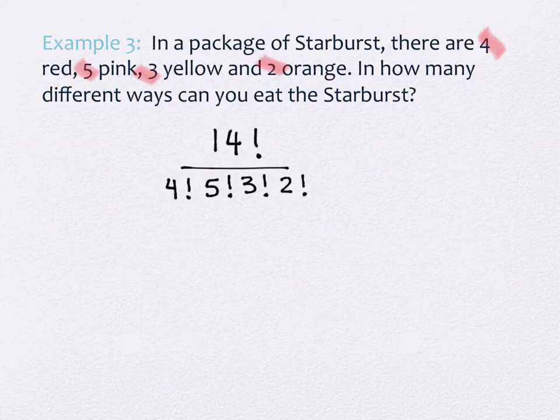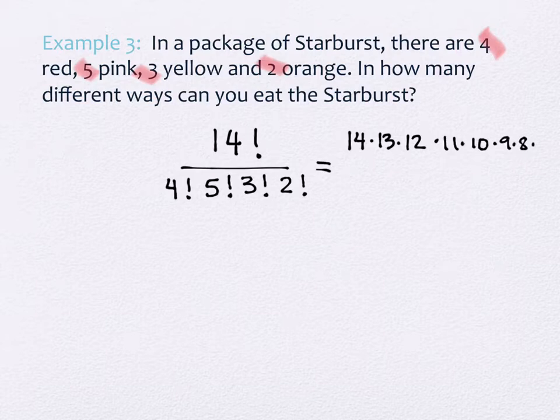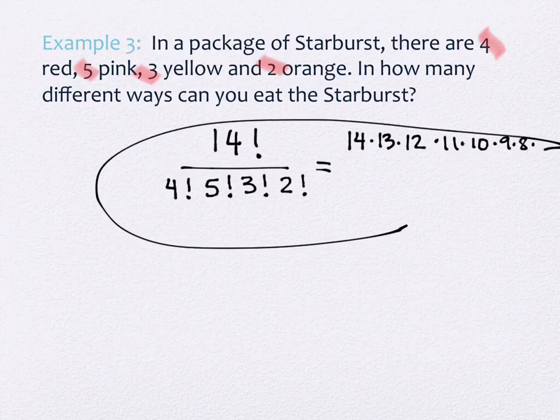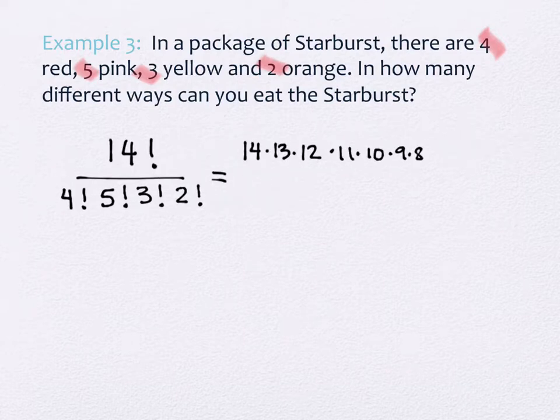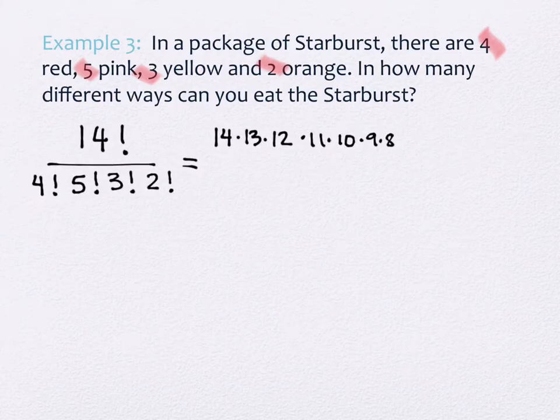So in general, a better idea is to write the 14 out until I get it to match something on the bottom. So 14 times 13 times 12 times 11 times 10. My biggest number on the bottom is a 5, so I'm going to go all the way down to 5. 10, 9, 8, 7, 6, and 5 factorial, and I'm going to stop.